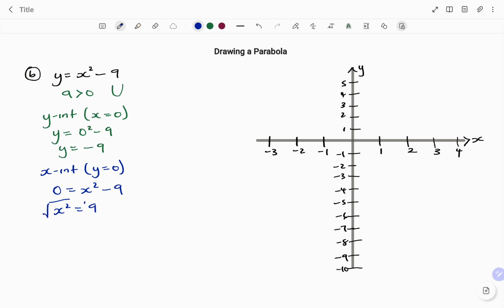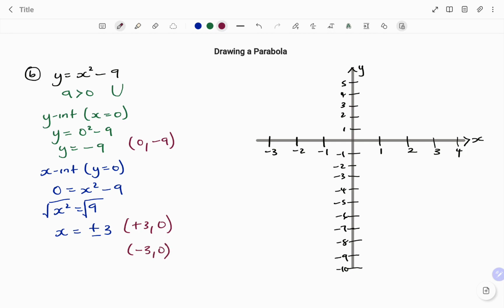And to find x, we're going to find the square root of both sides. Therefore, our x equals plus or minus 3. For our y-intercept, the coordinates will be: the value of x is 0 and the value of y is minus 9. For our x-intercept, the value of x is positive 3 and the value of y is 0, and the second point will be minus 3 and 0.